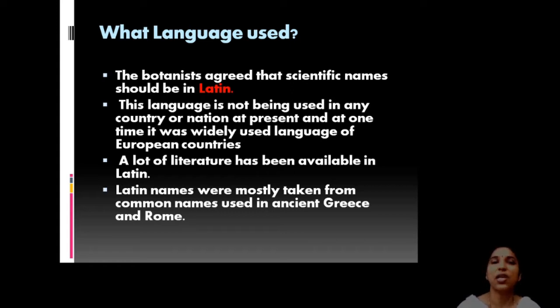It says that the scientific name should be in Latin, because many years back in European countries people widely used the Latin language. That's why Latin became the language for scientific names. Now it is available in English and other languages also. Restrictions are somewhat removed, but Latin names are mostly taken from common names used in ancient Greece and Rome. What people used as a common name is converted into Latin. For example, Mangifera indica. You can see the term indica, Indian. The term Indian is Latinized. That is why indica.